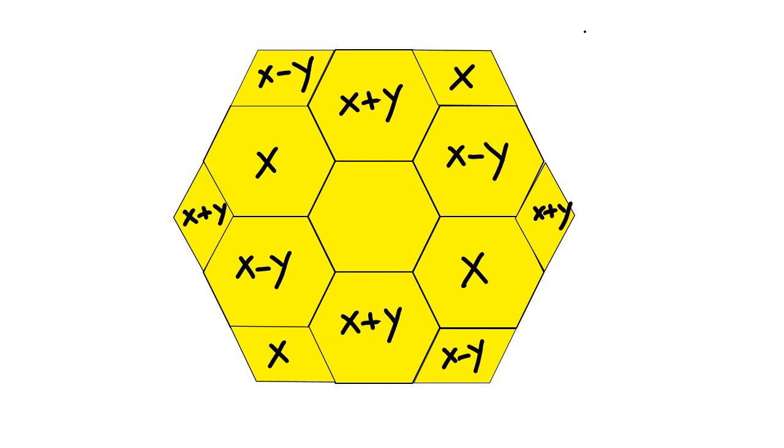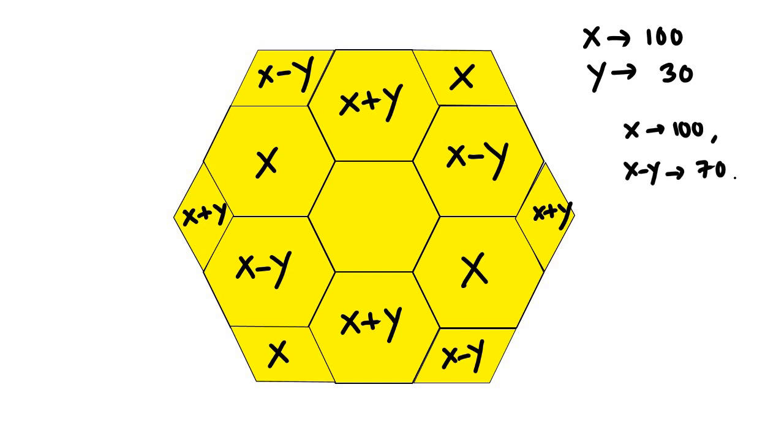And here now, instead of x, you can put any number. Say for example, x is 100 and y is, suppose, 30. Then you can get the structure with x as 100, next x minus y you get 70, and x plus y you get 130. Okay, so see, I'm just giving you an example.